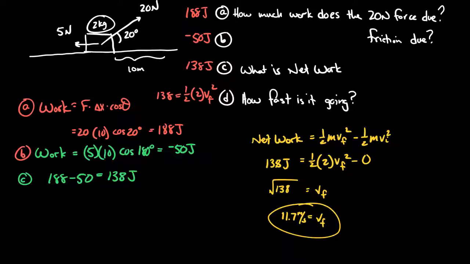Questions about this? Remember, if you know something's energy, you know how much work had to be done on the object. That's an important piece of information. Just like if you know something's change in momentum, you know how much impulse it had to experience. If you know an object's change in kinetic energy, you know how much net work had to be done. All right, that's it for today.